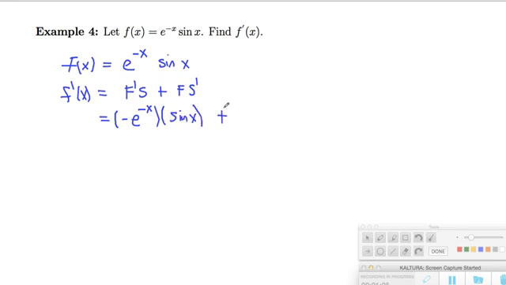Then recall from the original product rule formula, we do have a plus here. First left alone, e to the negative x. And the derivative of the second function, our second function here is sine. The derivative of sine is positive cosine. So this last part right here, we've got cosine of x.